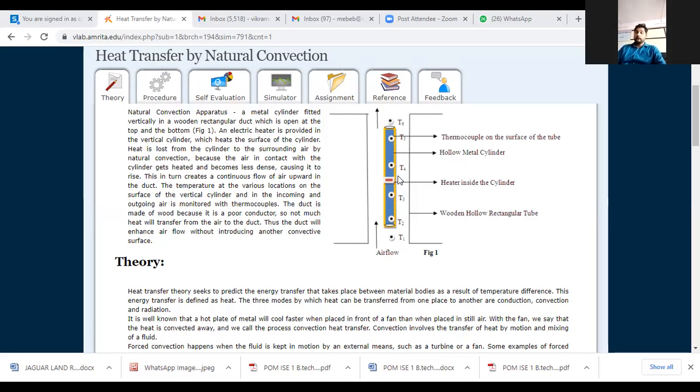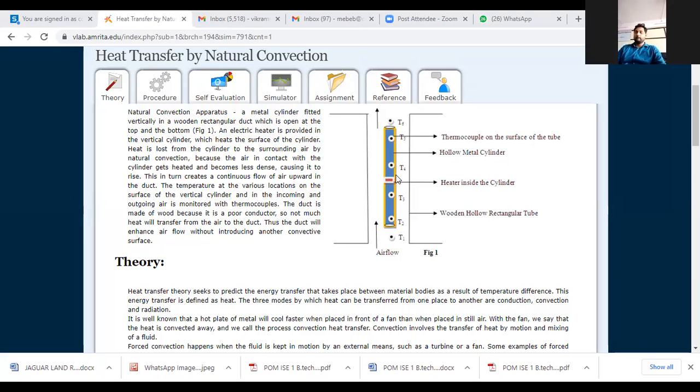Whenever fluid molecules are in physical contact with each other, heat transfer happens, and that heat transfer is called conduction heat transfer. So in the nearest vicinity of this material, for a very small thickness of air, conduction will happen, and further the heat will transfer because of a temperature difference.